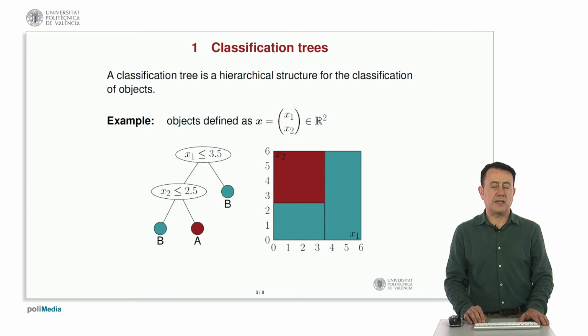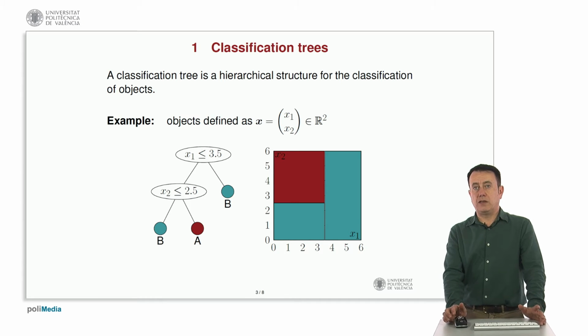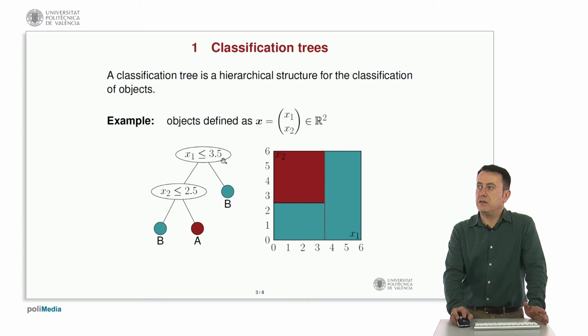Well, so what is a classification tree? It is a hierarchical structure for the classification of objects. So, for instance, let's see this example in which objects are defined as two-dimensional vectors having two real features. So we are representing the objects here. This is the first feature, this is the second feature. And what does a classification tree look like for this case? It looks like this example.